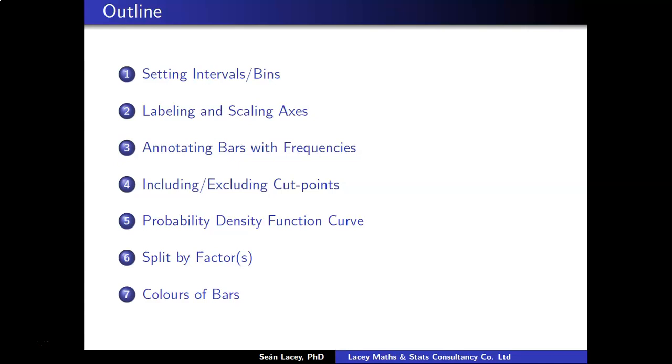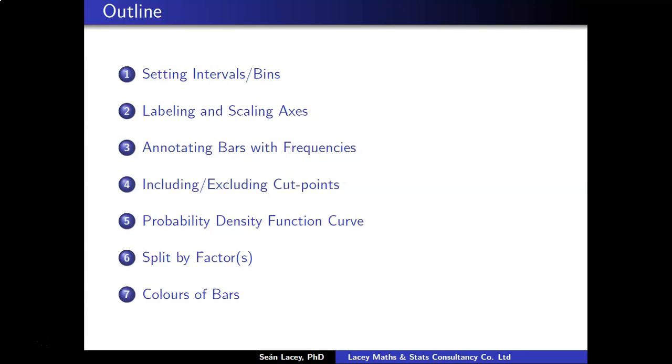The first is quite obvious: setting how many intervals, or how many bars or bins, are needed in the histogram. The second would be around labeling and scaling the axes. The third is quite a nice one, using the stat_bin function in ggplot to annotate the bars with the frequencies or the counts. Including and excluding the cut points is something that's not overly obvious in ggplot, so it's definitely an important thing that I want to cover.